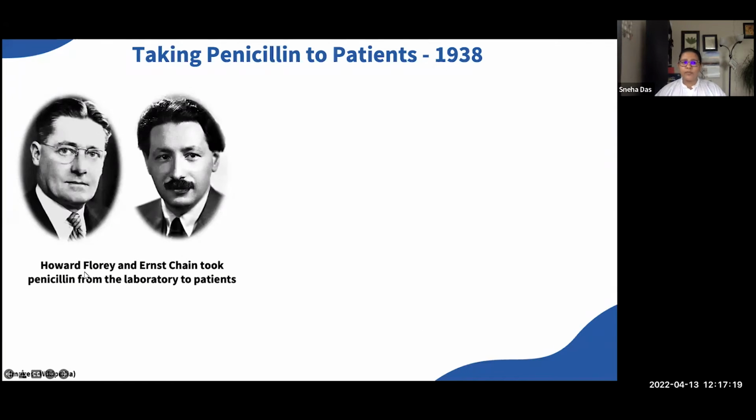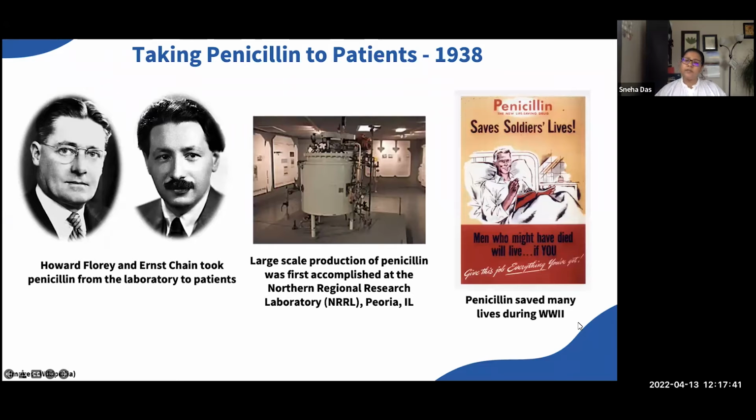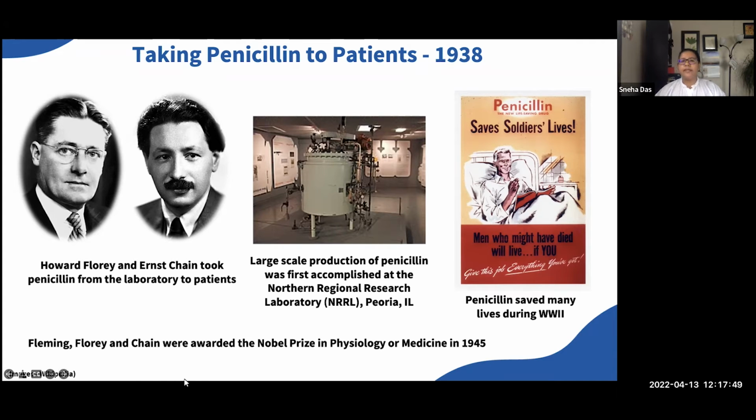However, it was Florey and Chain who took penicillin from the lab and actually to the patients. And interestingly, the first large-scale production of penicillin took place very close to us in Peoria, Illinois, in the Northern Regional Research Laboratory. And penicillin went on to save many, many lives during World War II. And then in 1945, Fleming, Florey, and Chain were awarded the Nobel Prize for discovery of penicillin.